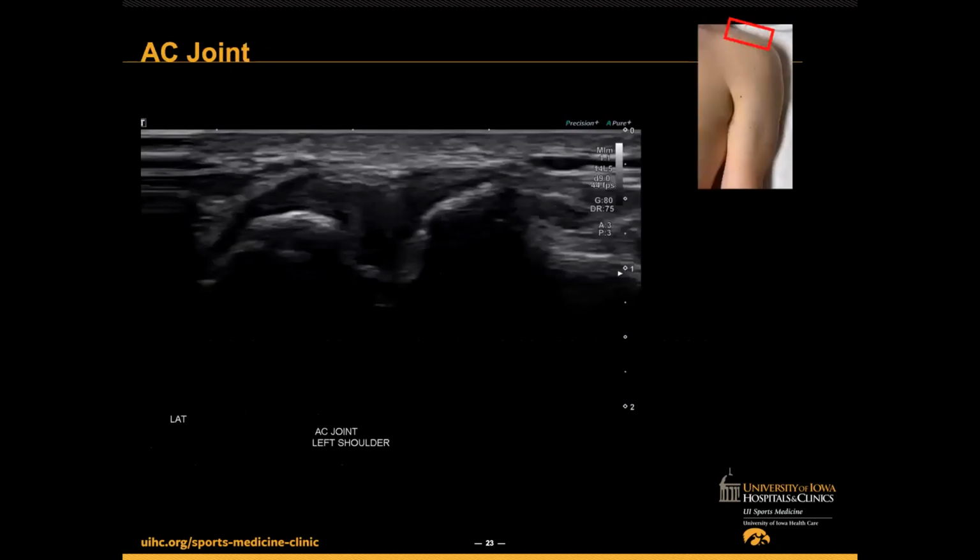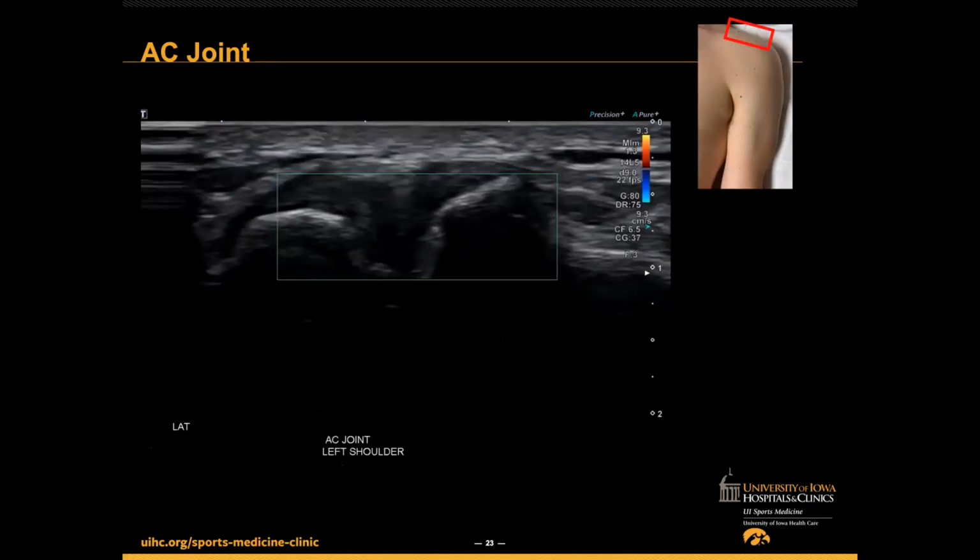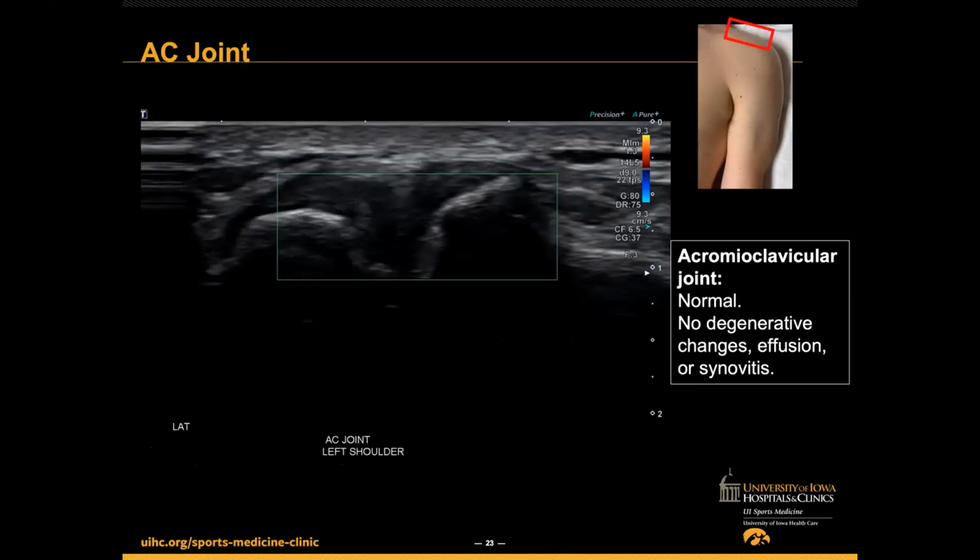So the last structure to evaluate while we have this patient supine is the AC joint. In this case, it was normal in appearance with normal bony margins, no effusion. If you do have some pathology here, you can perform sonopalpation just to see, again, if it reproduces their pain. But here it was pretty normal. And you can put Doppler on this area as well. There wasn't any evidence of hyperemia. So for the AC joint, it was normal with no degenerative changes, effusion, or synovitis.